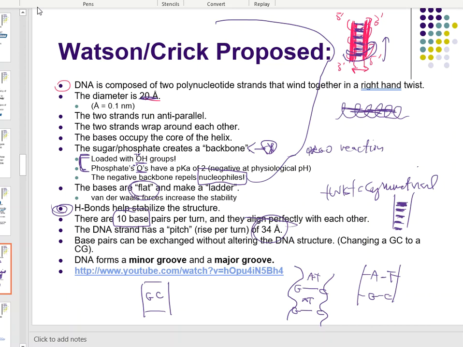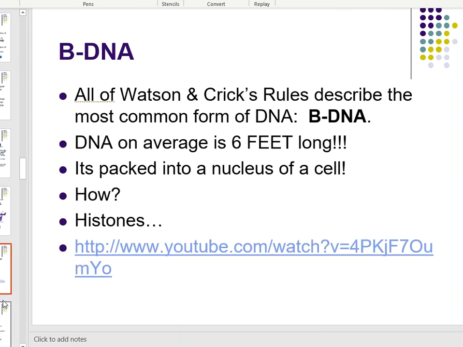DNA also forms what we call a minor groove and a major groove, and there's a link to a YouTube video here that will depict a lot of these measurements and this 3D formation that we're going to talk about in the next few minutes. That link will be in Blackboard. Please click the link and watch that external video, and they will describe this 3D structure with computer models. All of these things together are what we're going to call B-DNA, and B-DNA is the most common form of DNA.